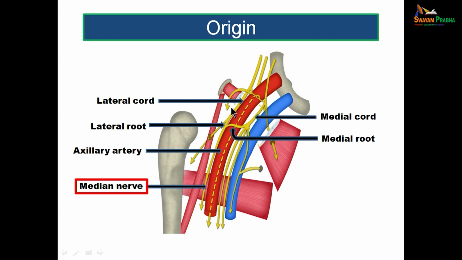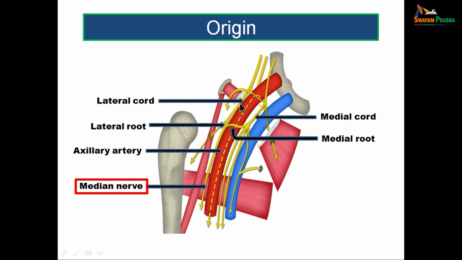C stands for the cervical spinal segments. Medial cord has a root value of C8 and T1. 8 is coming from the cervical spinal segment 8 and 1 is from the thoracic spinal segment 1. These two will join together to form the median nerve.